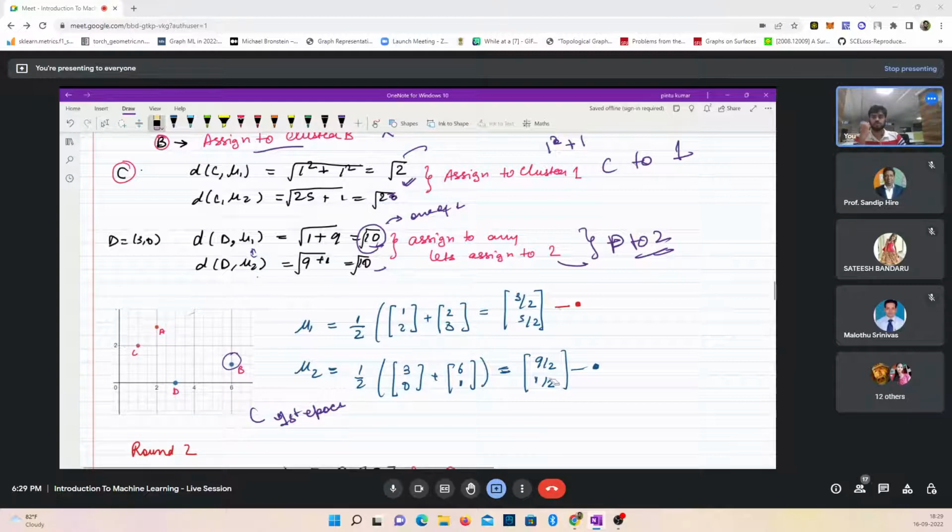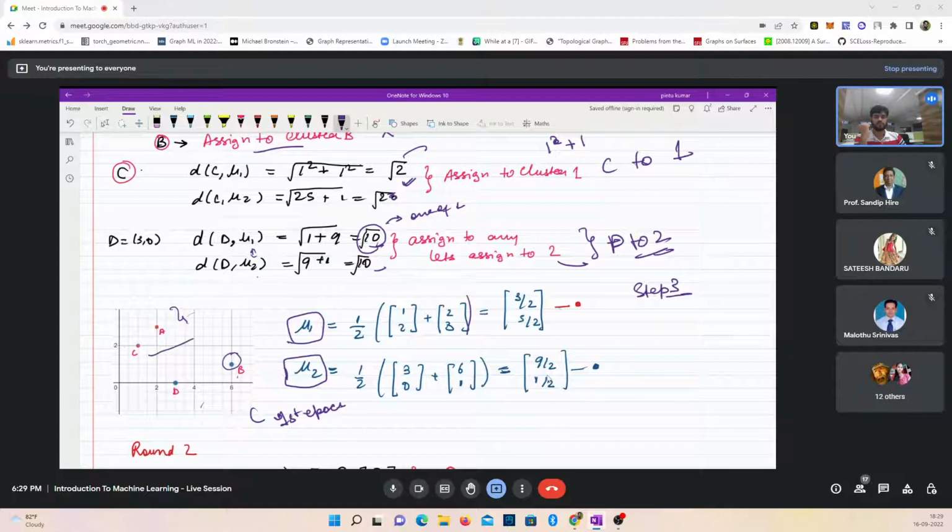C and A are from your first cluster, and D and B are from the second cluster. Now, as per step 3, we need to reevaluate our mu1 and mu2. How do we reevaluate? We take an average of all the data points belonging to that cluster.